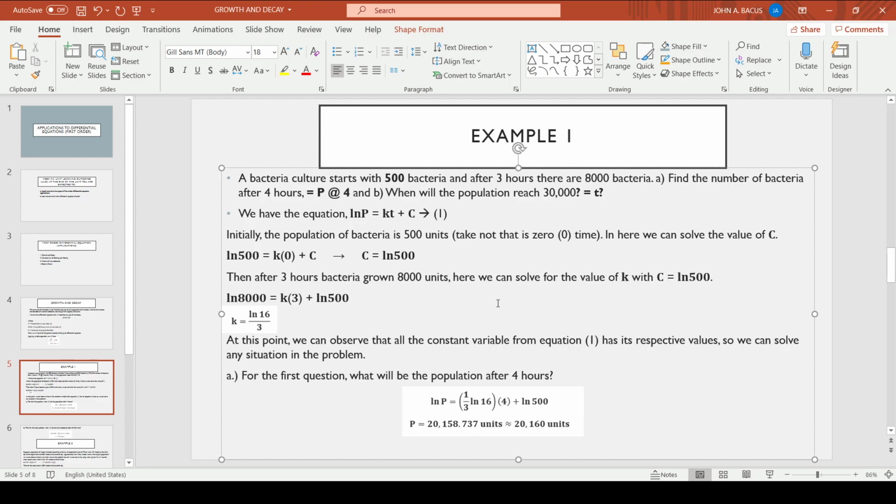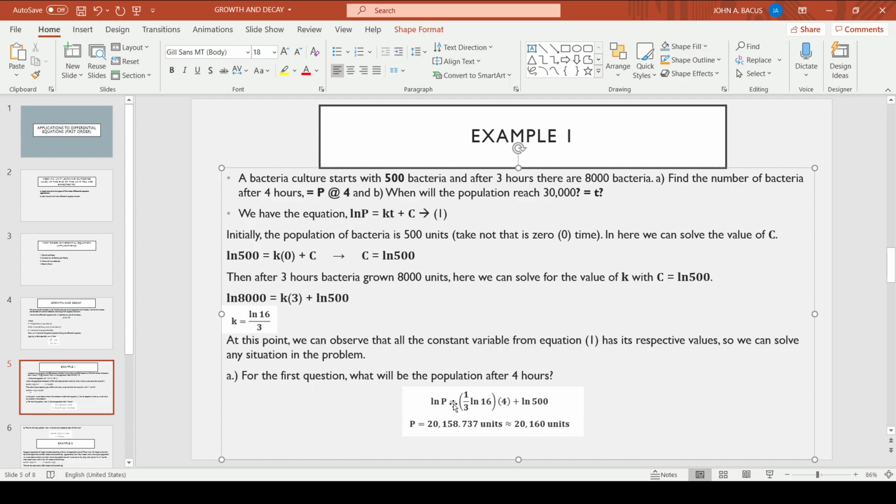So we can solve for the value of k here. With a population of 8,000, we have time 3 and the C, which is ln of 500. Now you can solve for k. At this point, we can observe that all the constants in equation 1 have their respective values, so we can solve any situation in the problem. So we can get letter A, the population at 4 hours.